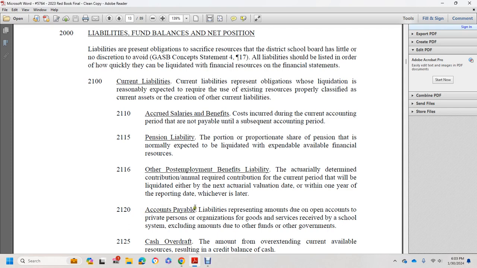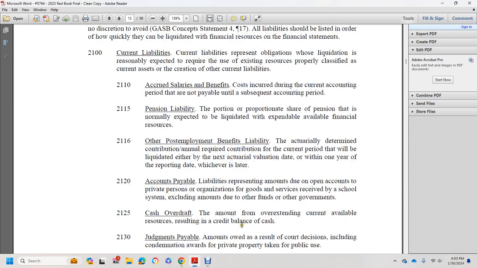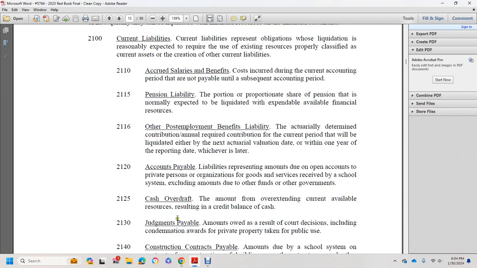2120. Accounts payable: liabilities representing amounts due on open account to private persons or organizations for goods and services received by the school system, excluding amounts due to other funds or other governments. 2125. Cash overdraft: the amount of overextension of current available cash, the result of a credit balance in cash.